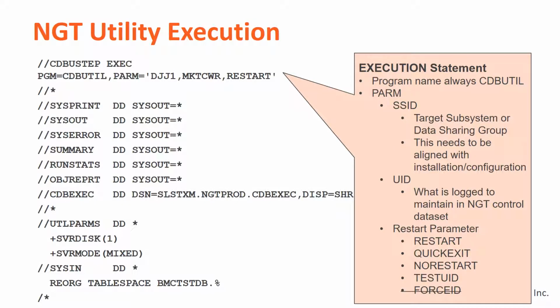To understand the components, let's start with what you would execute if you want to run an NGT reorg, load, or unload. How do you execute NGT? It all starts with the execution statement. What is included in this execution statement are three key components: the DB2 subsystem ID you are going to run against. The UID or utility ID you enter will keep progress of the utility running against a particular DB2 object and will assist and allow restartability.